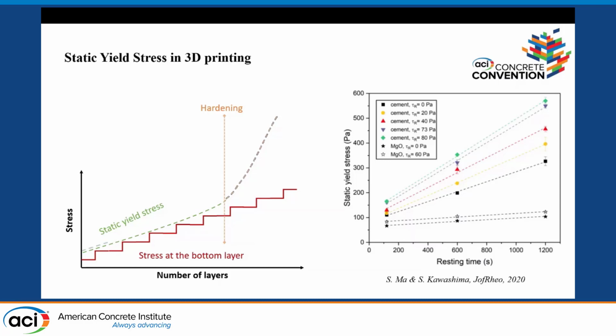And so this picture really can be imagined like this. As we place more layers, we would be structuring the cement much faster. And so there is a true static yield stress curve that we need to be able to predict. And predicting this true static yield stress can make a lot of difference in how fast we can print and how we predict our print performance.